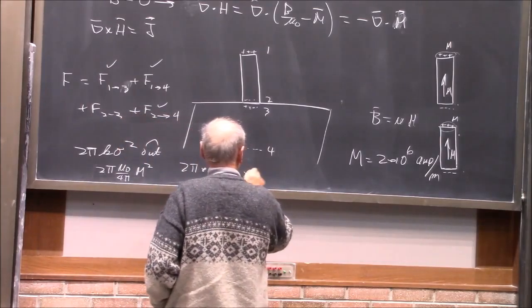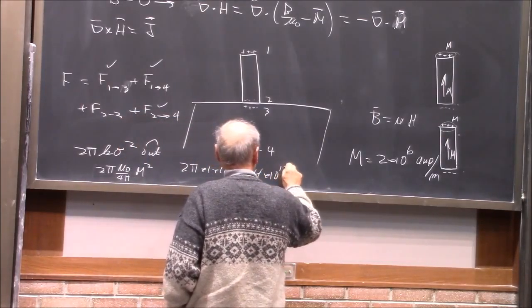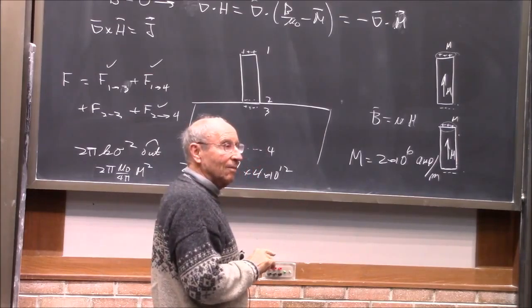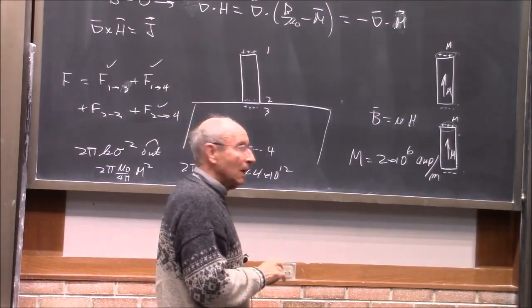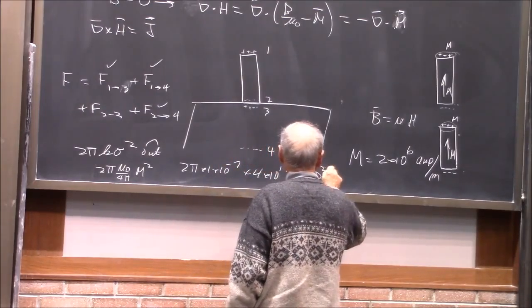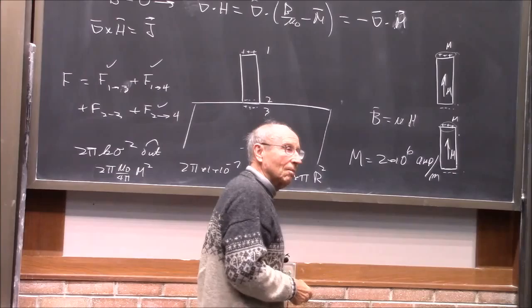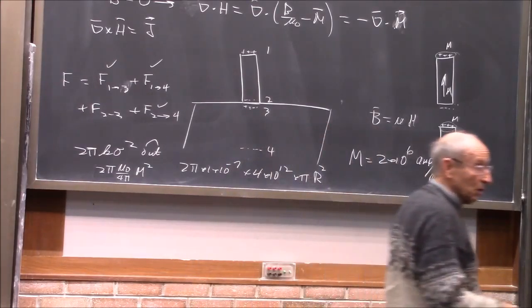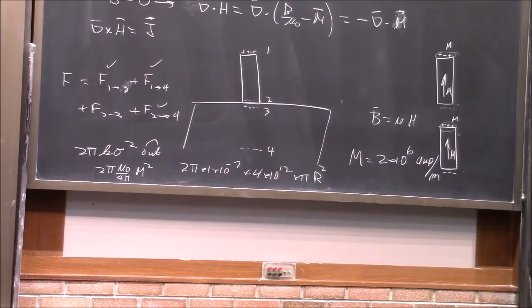M squared then is 4 times 10 to the 12th. And that's the force per area. And so then we had to multiply by the area, pi times the radius of this thing squared. And we did that, and we estimated that the force it would take to remove a bar magnet from the plane was of the order of 100 pounds. Okay, so that's where we got to last week.